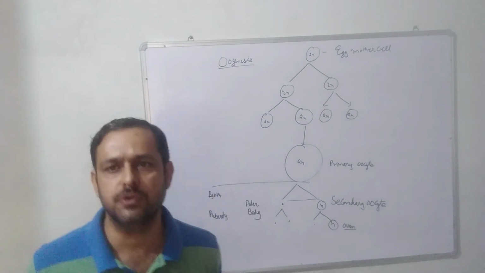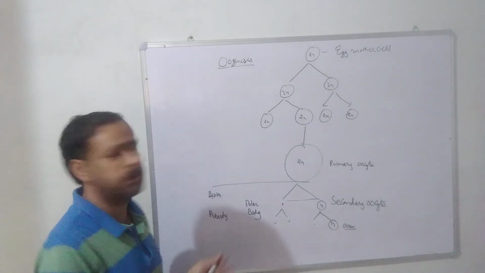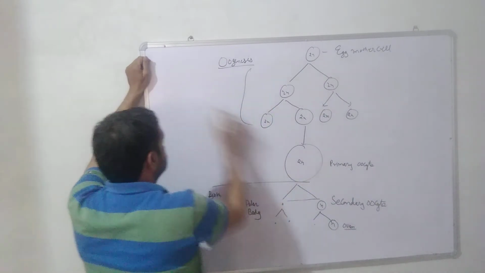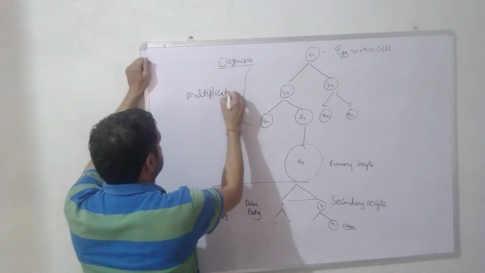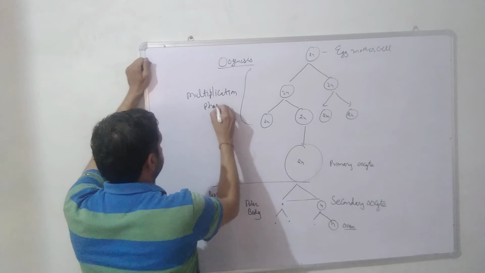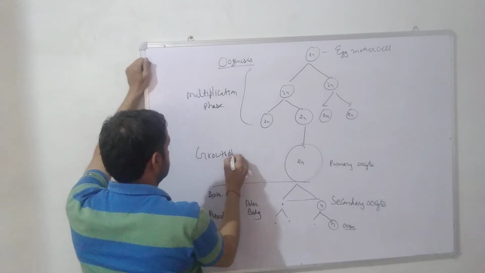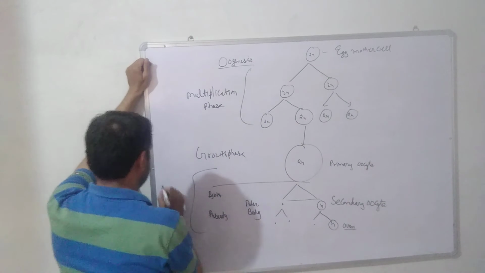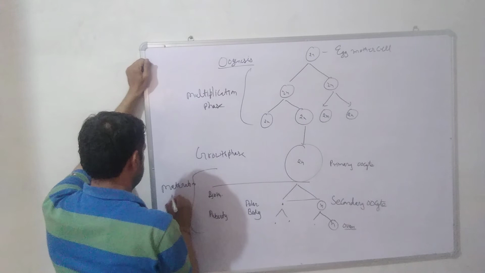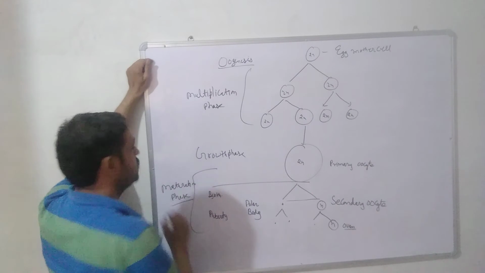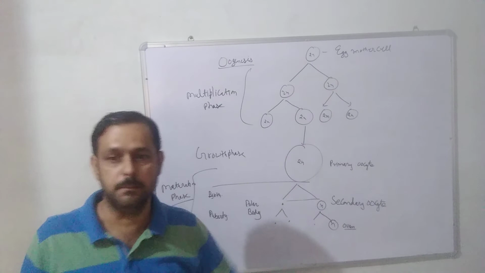The process of oogenesis is completed in 3 parts, as we know in spermatogenesis. First of all, the multiplication phase, then the growth phase, and then the maturation phase. So the oogenesis process is divided into 3 parts: multiplication, growth and maturation phase.